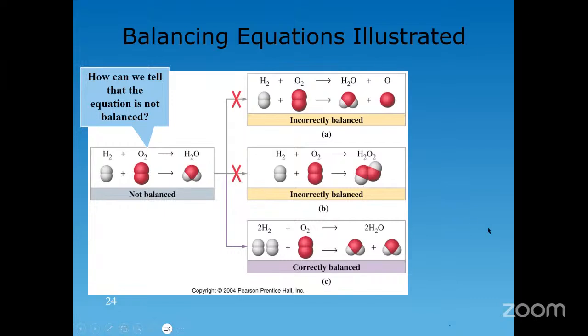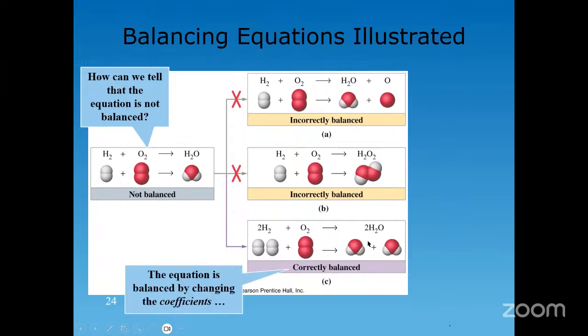So when you're balancing equations, the only changes you can make to balance an equation which is not balanced to begin with are changes to the coefficients. You cannot change anything else. You cannot change the number of atoms. You cannot change subscripts. You cannot just add another atom on one side or the other. Basically, you have to make changes to the coefficients.